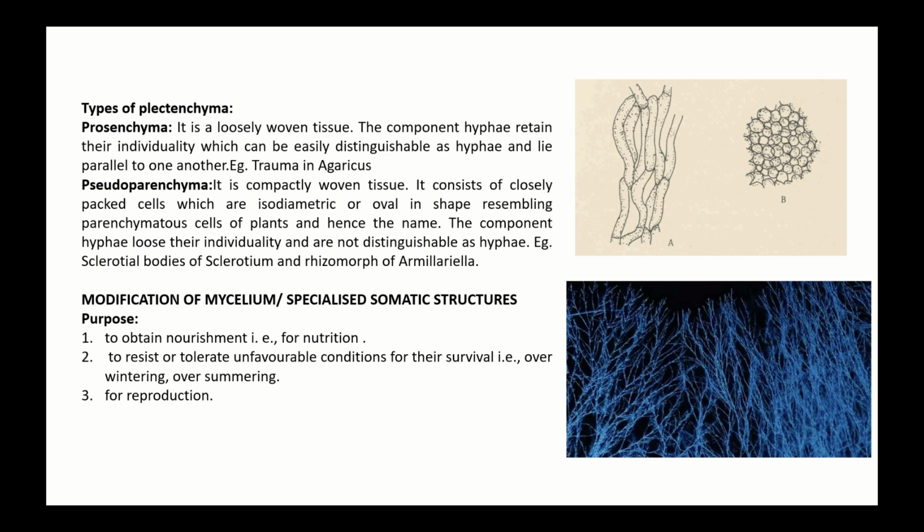And second one is structure B. In this B structure, it is pseudoparenchyma. It is closely compact, and its shape resembles the parenchymatous cells in plants, hence the name. This type of tissue is shown in Armillaria.